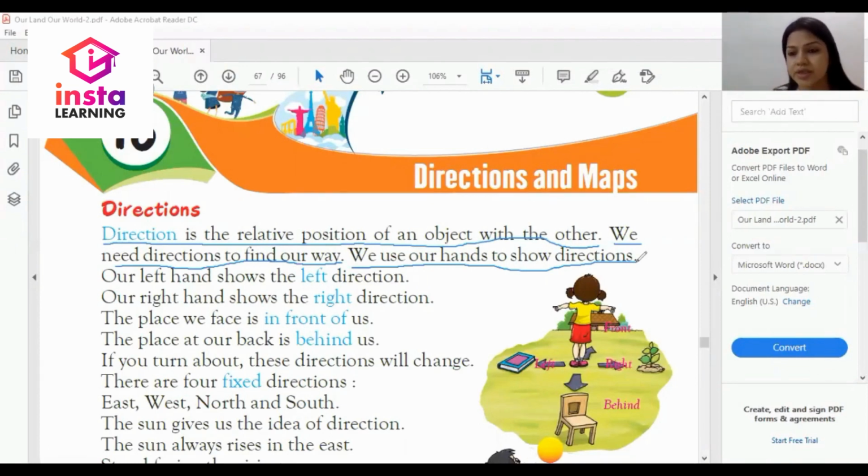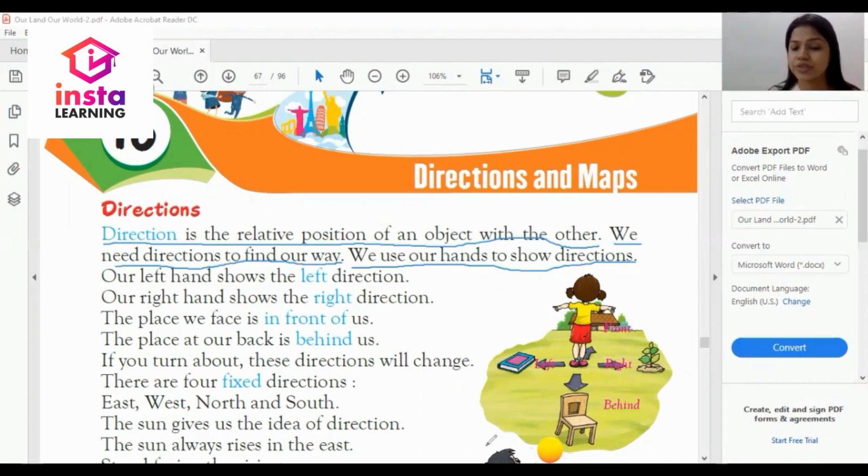So, these three are very important questions. Number one, what is direction? The answer is direction is the relative position of an object with the other. The second question is what we need to find our way. So the answer is we need directions to find our way. What do we use to show directions? We use our hands to show directions.